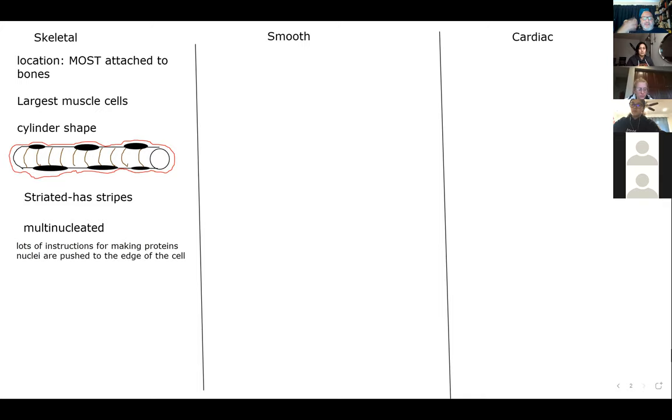So again, they're pushed to the periphery. So we have multiple nuclei pushed to the periphery. Excellent. All right, couple other key characteristics.